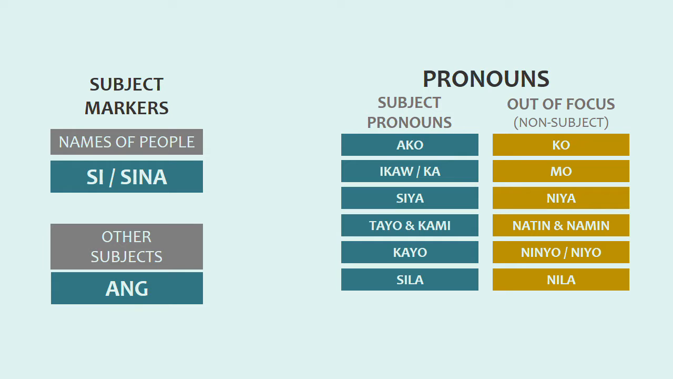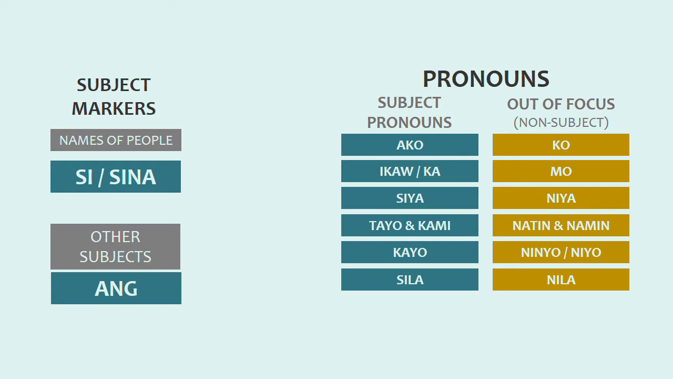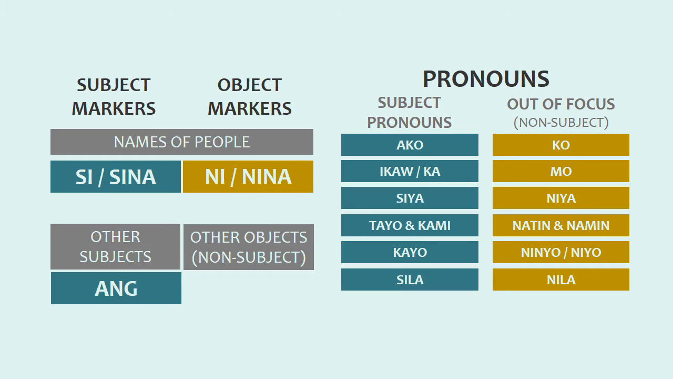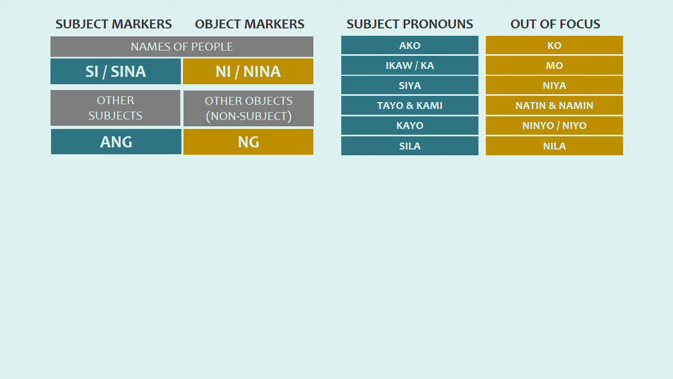And of course, if we have subject markers, we have object markers as well. Instead of using si or sina, we use ni or nina for names. And instead of using ang, if it's not the subject, you use nang. If you look closely at our examples, we use those markers properly.